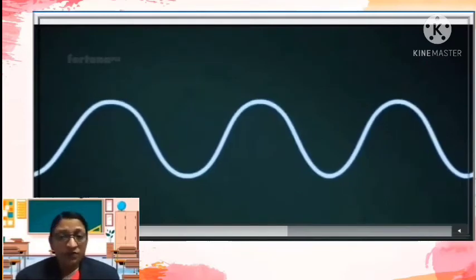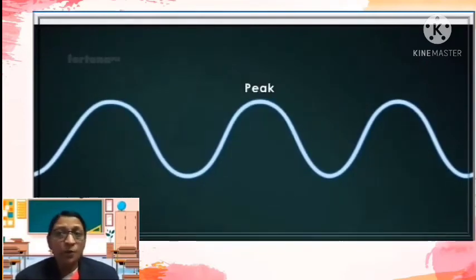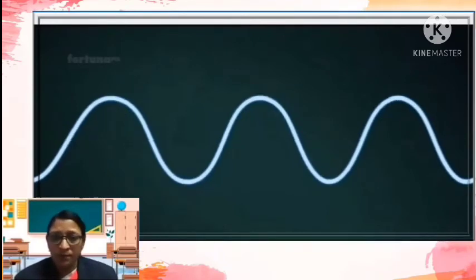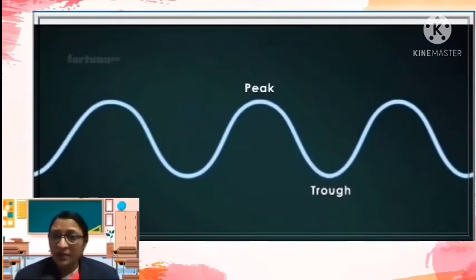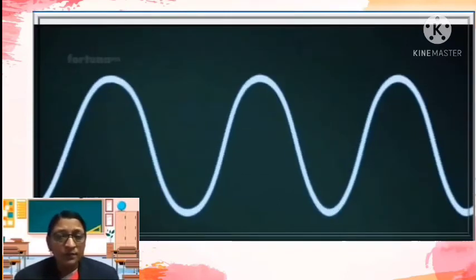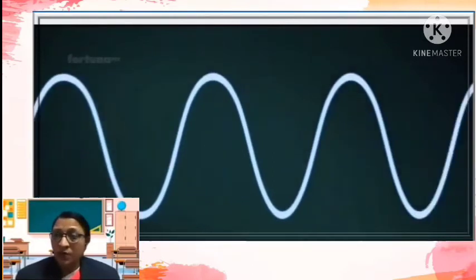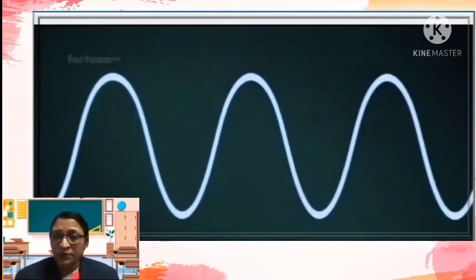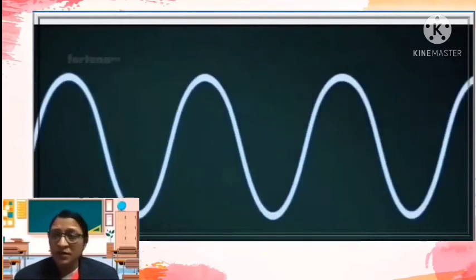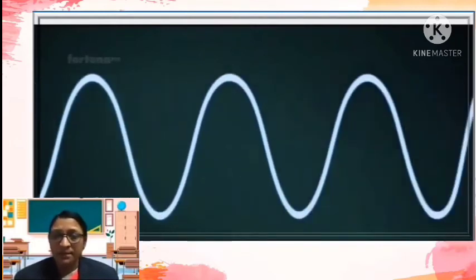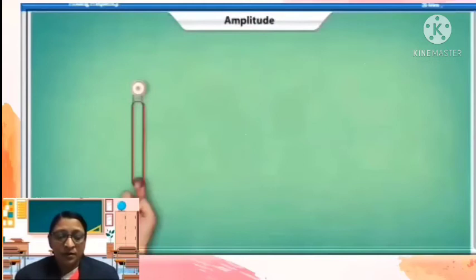Amplitude of sound. The amplitude of a sound wave is the height between the topmost part of the wave, that is the peak, and the bottommost part, the trough. When the amplitude is high, the sound will be louder. The loudness of sound is proportional to the square of the amplitude and is measured in decibels, dB. We are going to discuss in detail about amplitude of the sound.